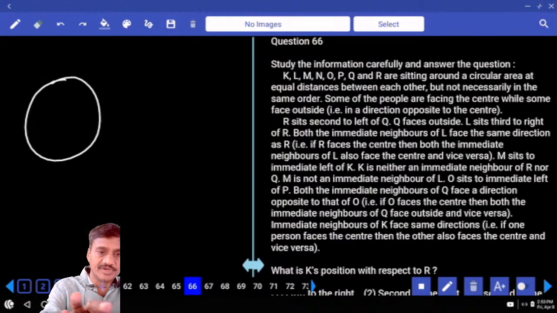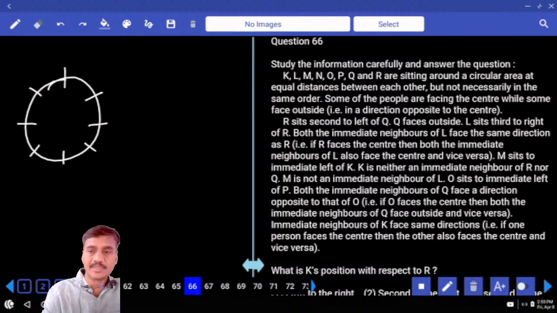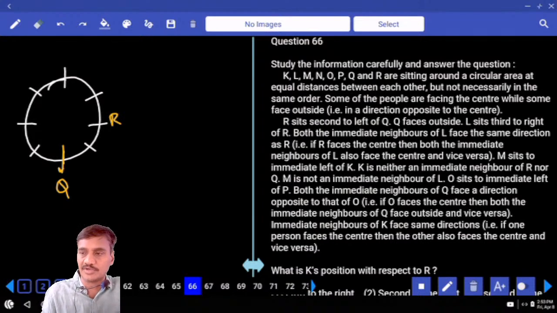As inward and outward is given, we mark 1, 2, 3, 4, 5, 6, 7, 8. Then Q faces outside is clearly given, so we need to start from Q. Q is here. And what is the next information? R sits second to the left of Q, so R is at this place. And Q is away from the center.